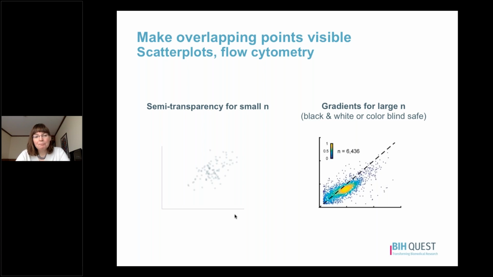So what can we do? Well, if you have a small sample size, it will probably be enough to simply make your data points semi-transparent so that those regions with more data points show up darker than those regions with fewer data points. If you have a lot of data points, that strategy won't work because your darker regions will be saturated and you won't really be able to see how many points are there.